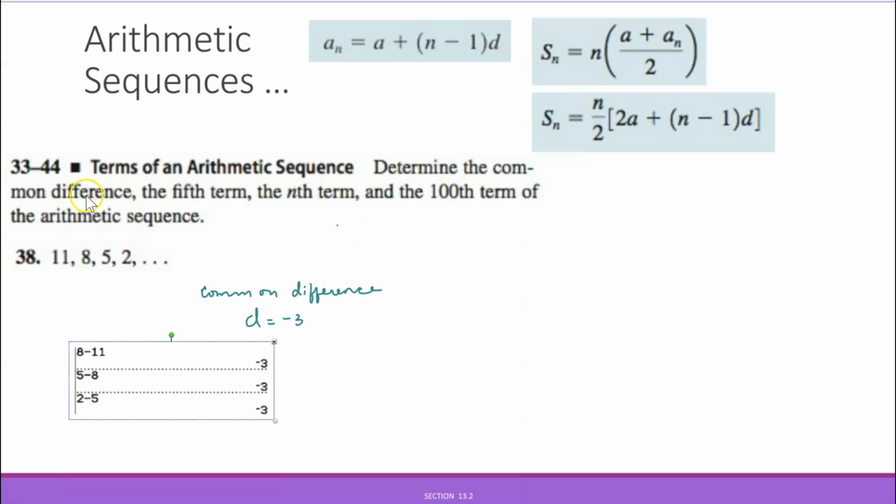Okay, so we determined the common difference. That was our negative 3. The next thing that we want is the 5th term. So if I take 11 minus 3, that gave us 8. 8 minus 3 gives us 5. 5 minus 3 gives us 2. So 2 minus 3 would give us a negative 1, and that's our 5th term.